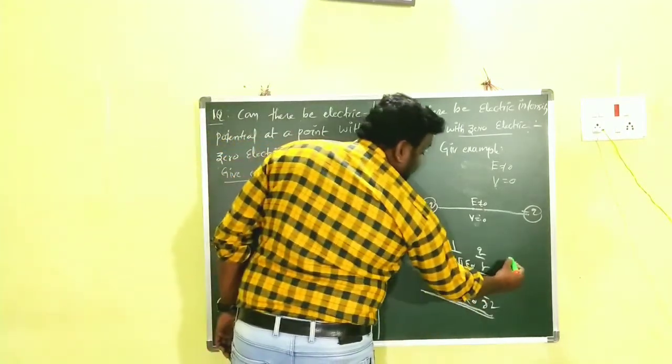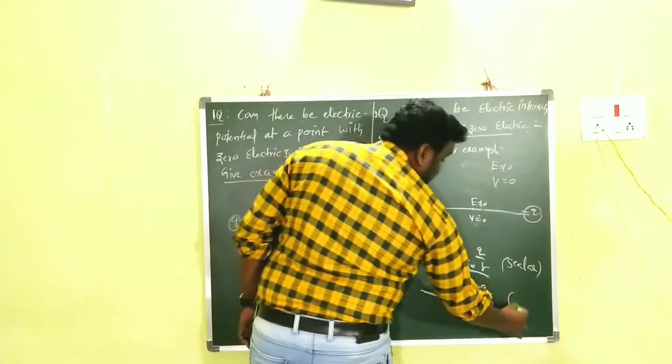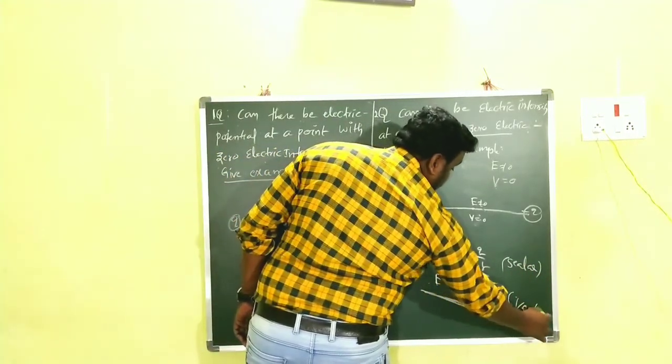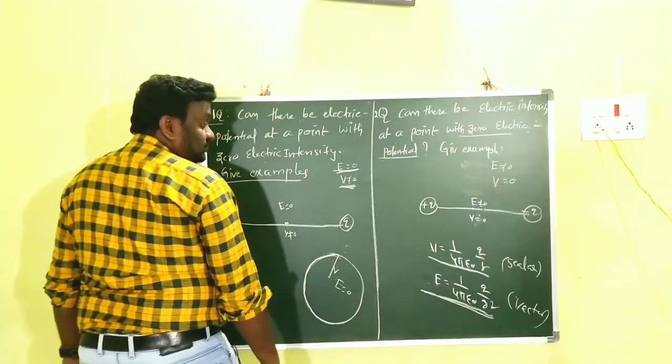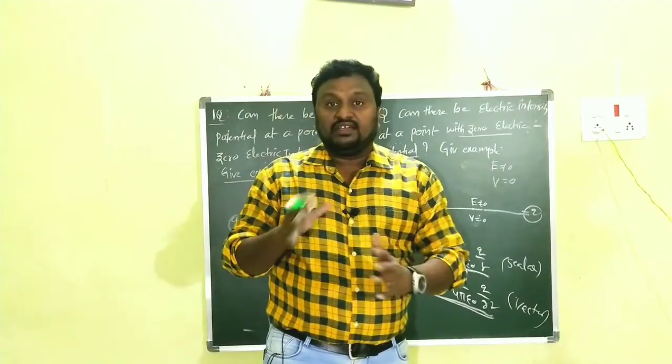Already we know that potential is a scalar quantity and electric field intensity is a vector quantity. What is that? Vector quantity, children. So I am not going to prove these things, simply I will give examples.